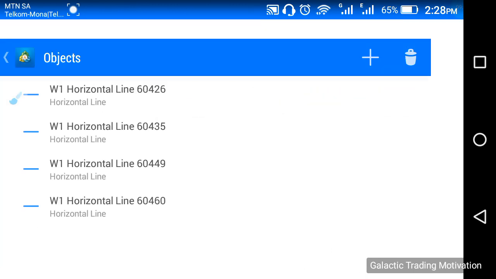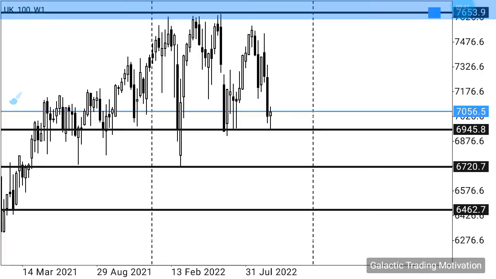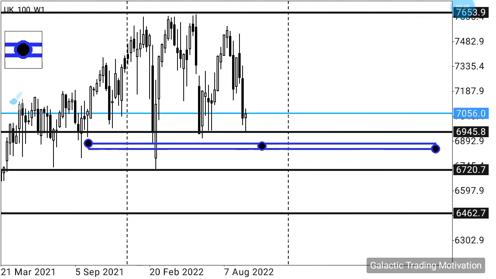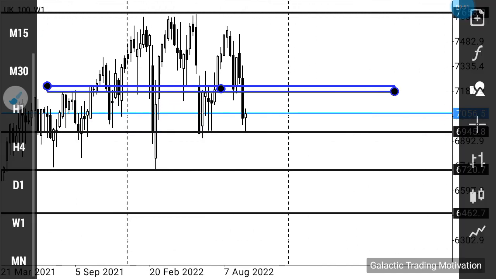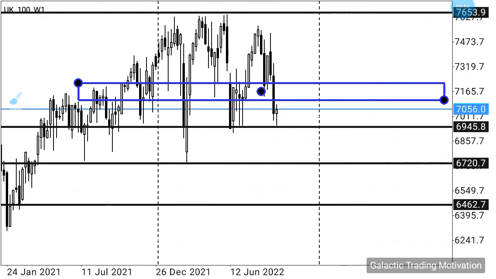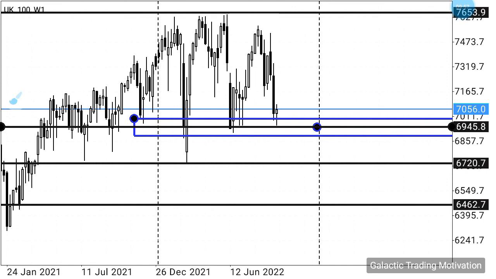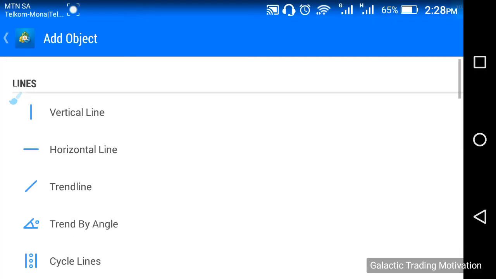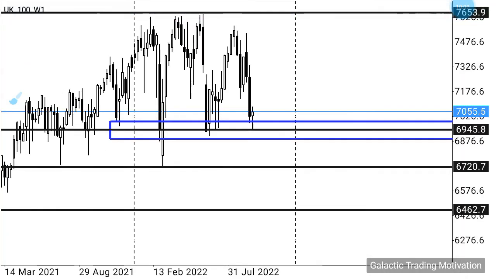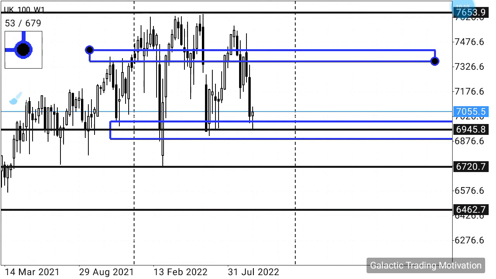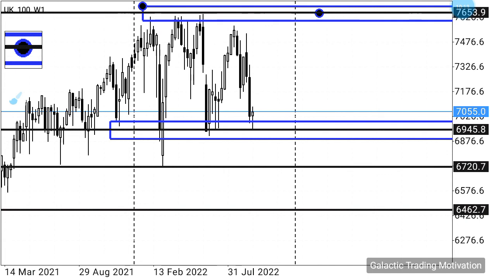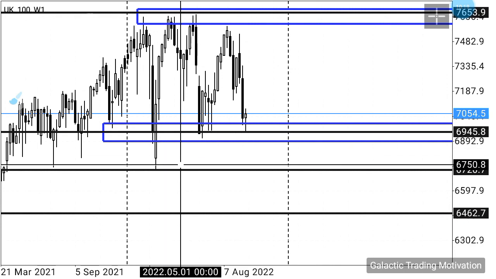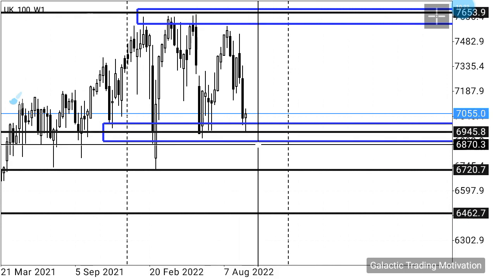So just bear with me. We're going to look at this level over here, right? Okay, we're going to look at this level, right? And then we're going to look at the last resistance level as well. There we go, right? And then we're going to look at this level as well, just in case price pushes further down. We will then be targeting this level over here, right?